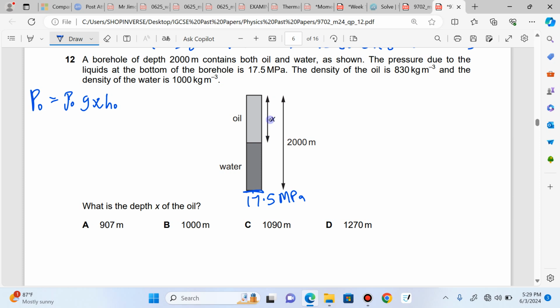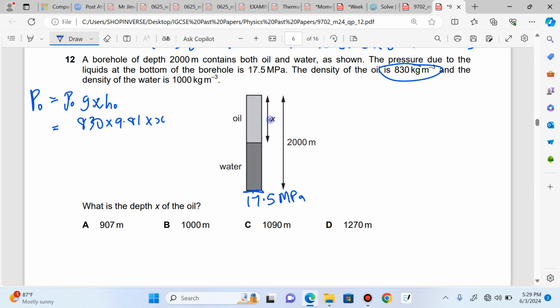Good. So we multiply the density of the oil, which is 830. We already have the density of the oil as 830. Gravity is 9.81. Multiplied by the height of the oil, which is X. Multiply these three, okay, let me leave it like this.